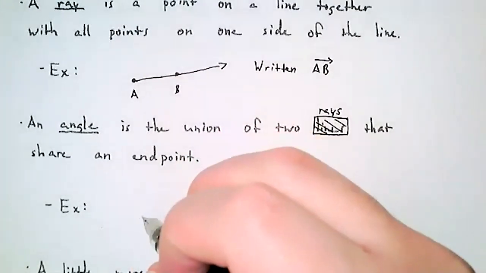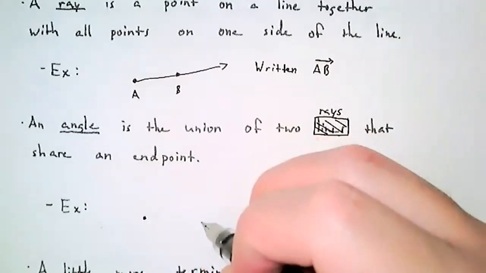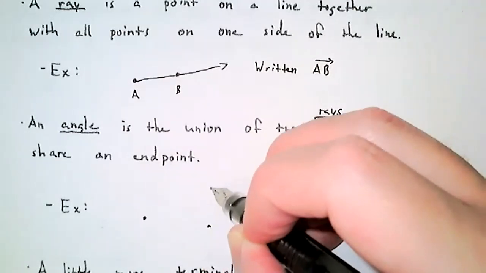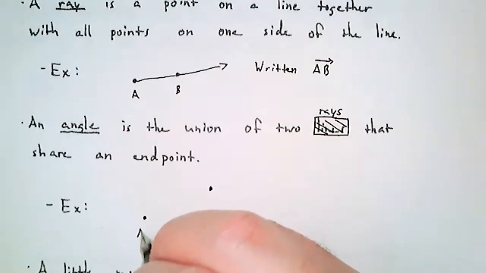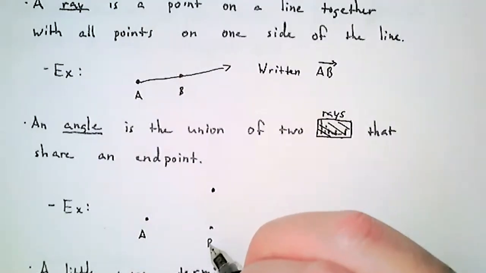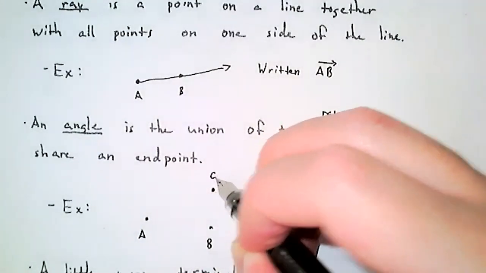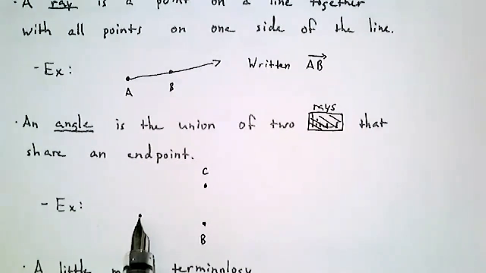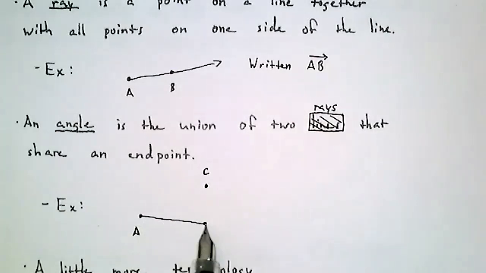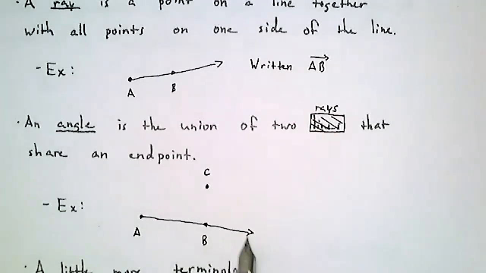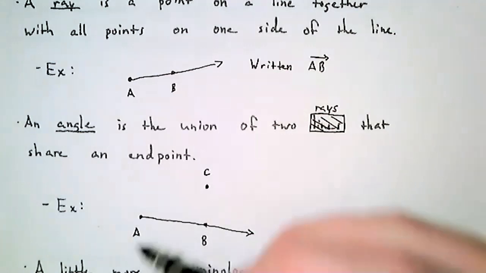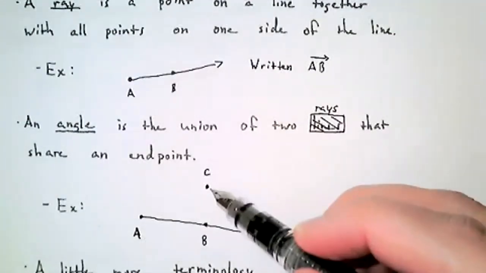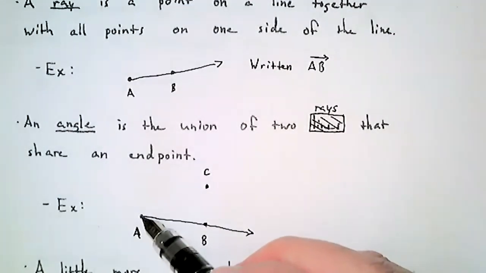So what does this look like? I might start by drawing 3 points, label them A, B, and C. So the pair of points A and B define a ray. So we connect them and then continue on. And then the 2 points A and C define another ray.